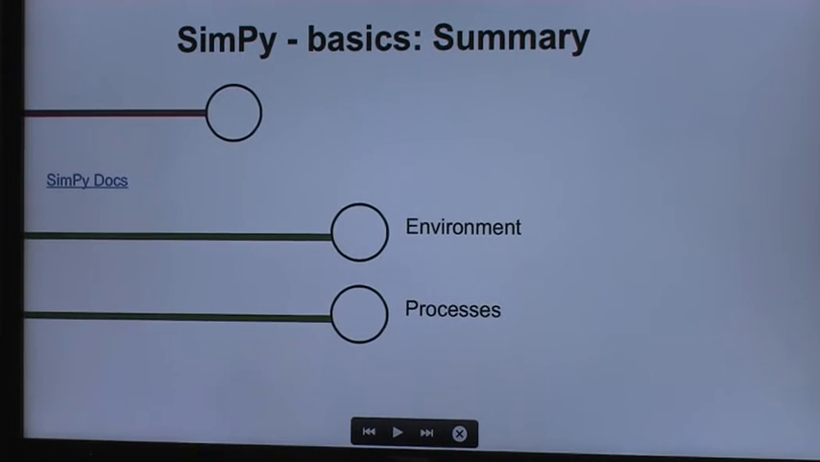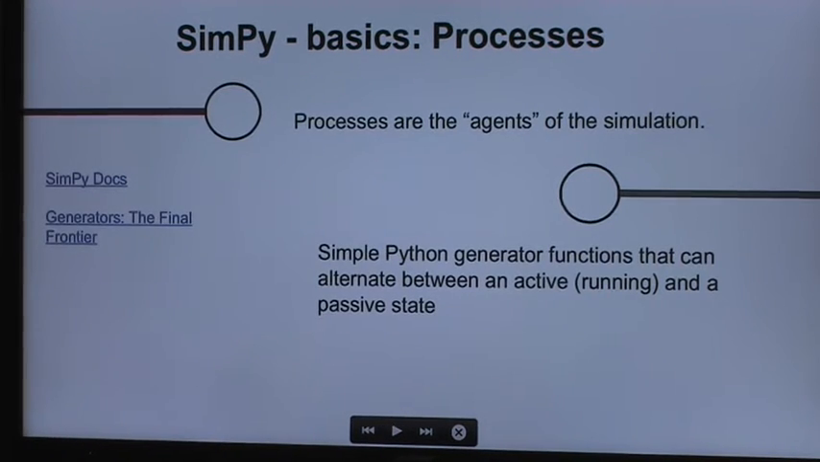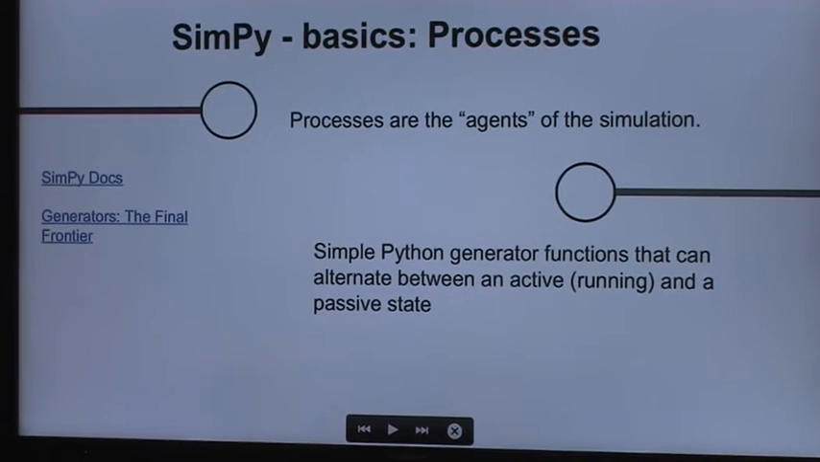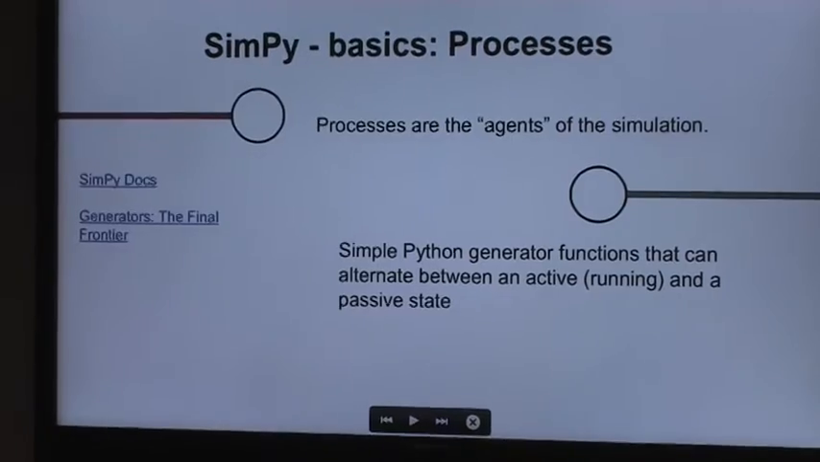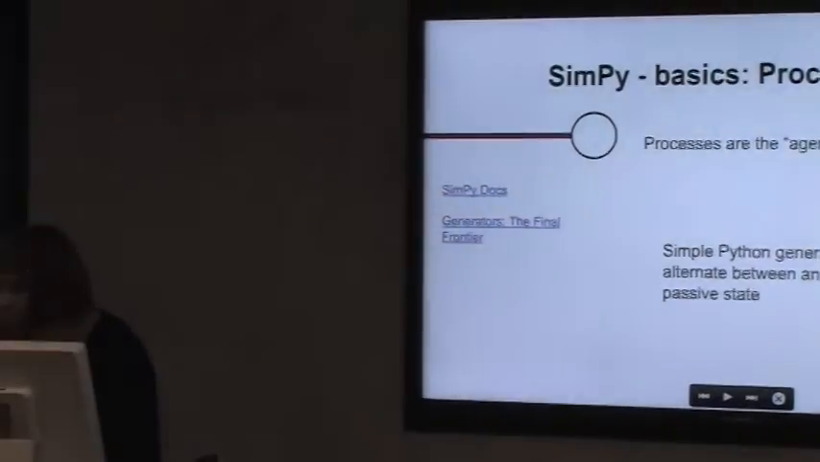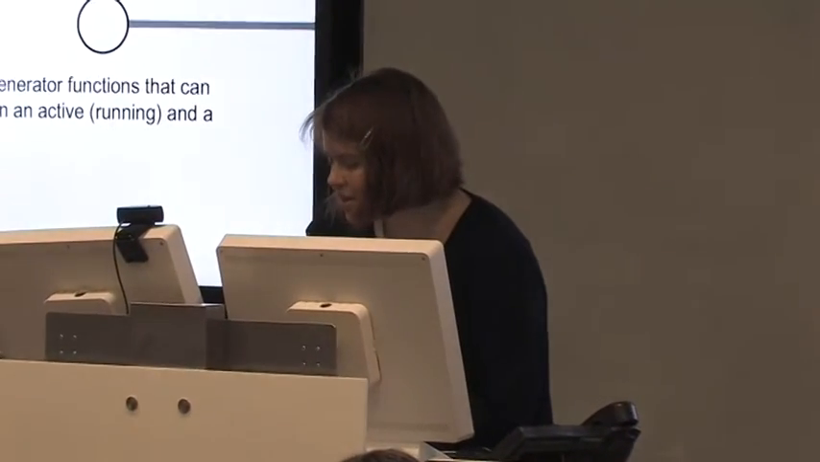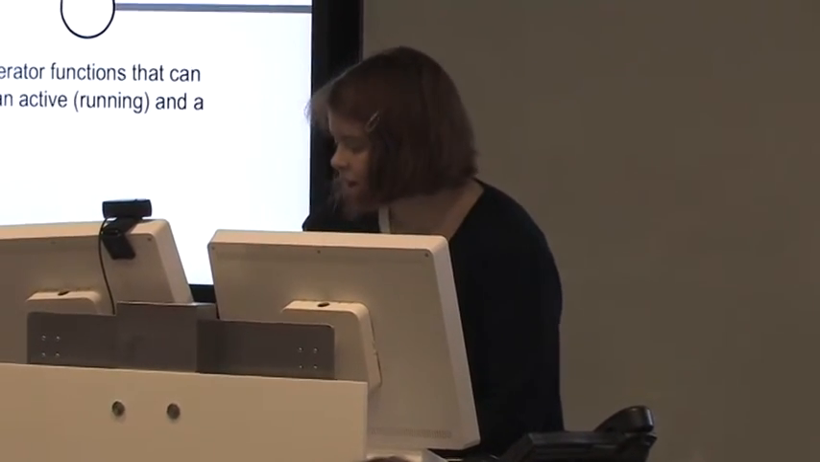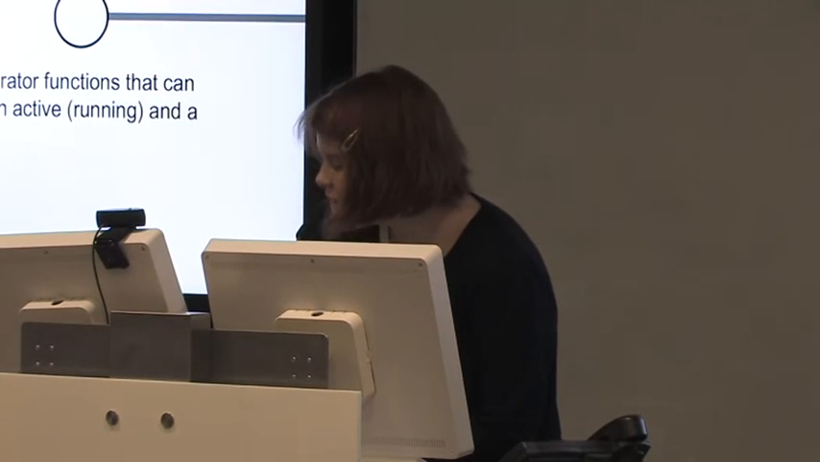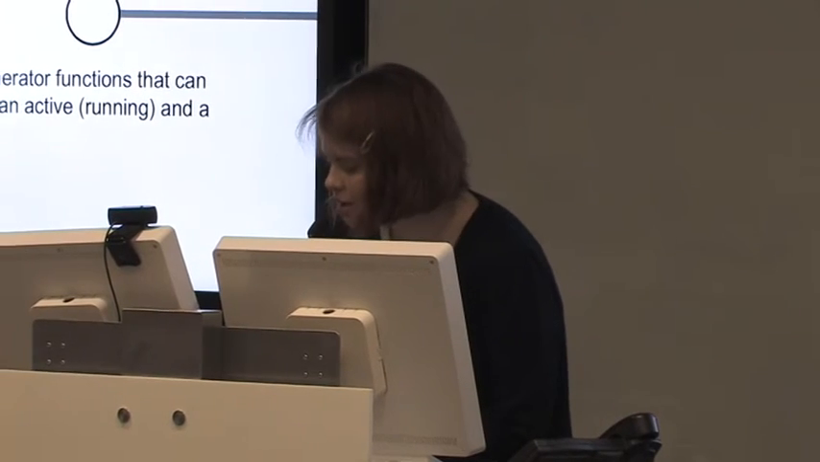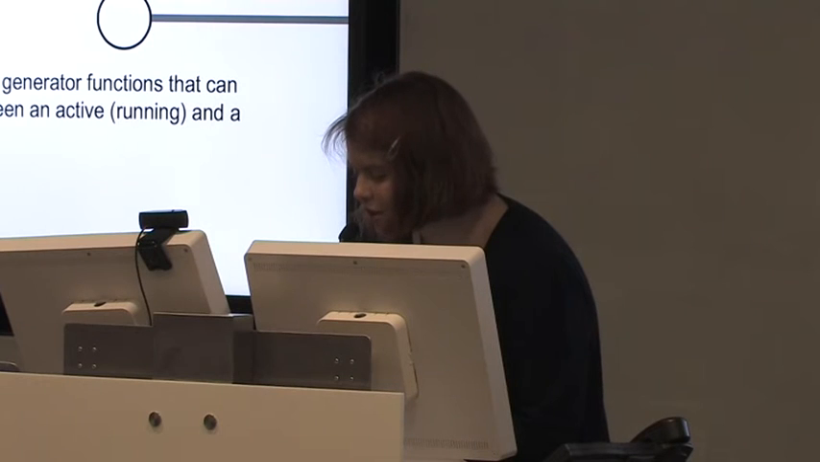So next up are processes. If you want to be really formal, processes are the stuff that does some stuff with some other stuff in your simulation. So that's as formal as this is going to get. Anyway, if you want to be a bit less formal, they are Python generator functions that alternate between an active and a passive state. And unfortunately, I don't have time to talk about generators. They absolutely rock. But I've linked this talk, which is from PyCon 2014, and it is quite mind-blowing, so I do recommend watching it.